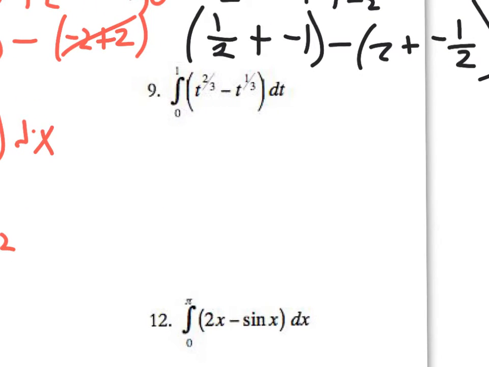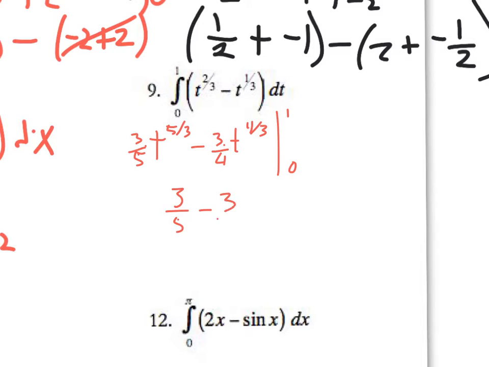For number 9, we've got more fractional exponents going on here. And when I add 1 to each of these, that's going to be t to the 5/3 times 3/5, and t to the 4/3 times 3/4, evaluated at 1 and 0. 0 for both of these would be 0. 1 for both of these would be 1. That's really going to be 3/5 minus 3/4.